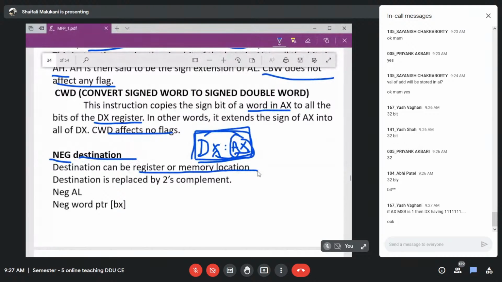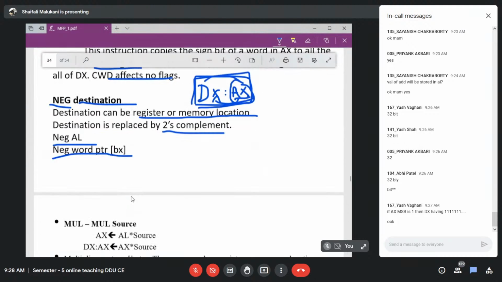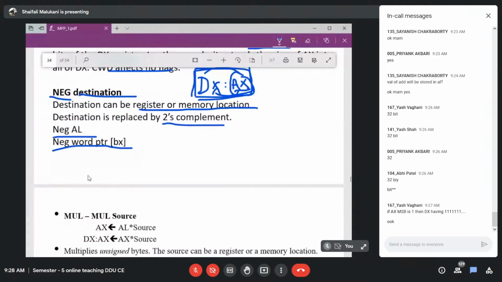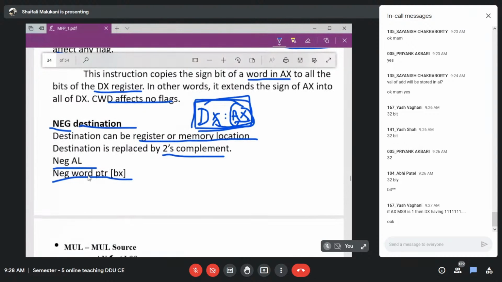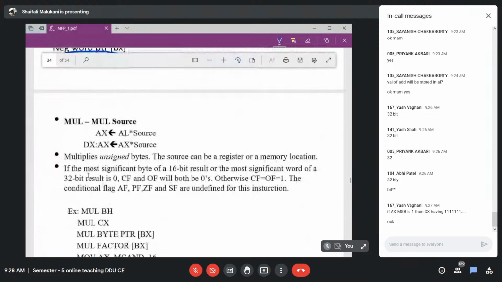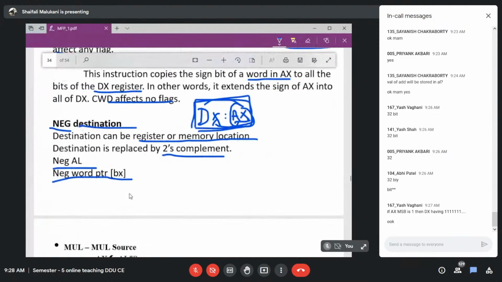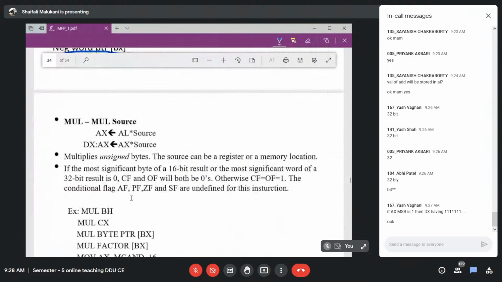Destination can be a register or memory location of 8 bit or 16 bit. So it can be 8-bit data stored in a register, 16-bit data stored in a register, a 16-bit pointer, or an 8-bit pointer, but it will take the two's complement of the data. Whatever is in AL, its two's complement is taken and stored in AL, right? So that is what the negate instruction is. This is just the negative, the two's complement we are finding. This is the extra feature that we have obtained compared to 8085, right?